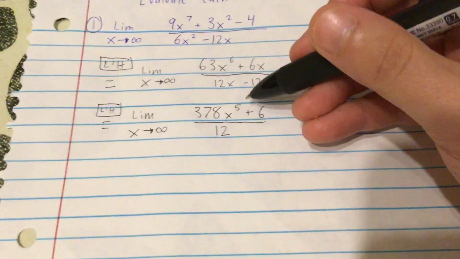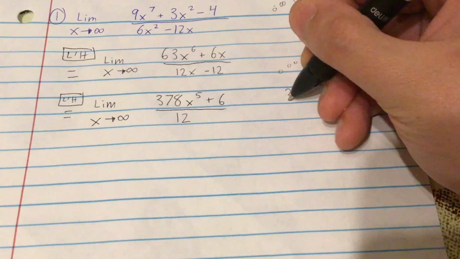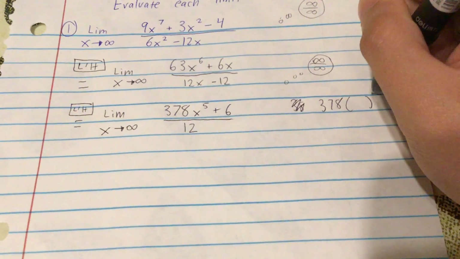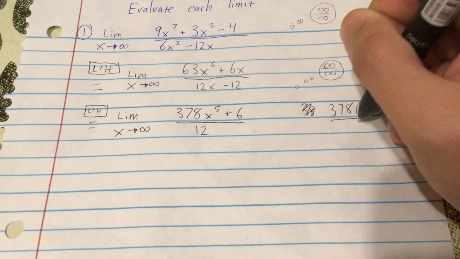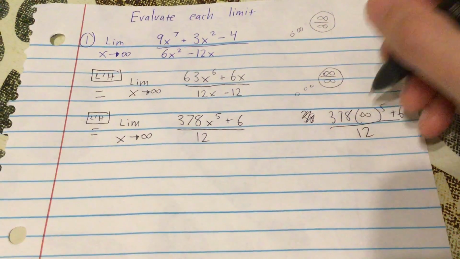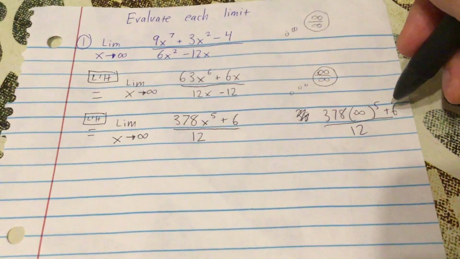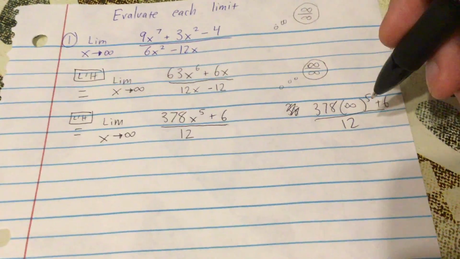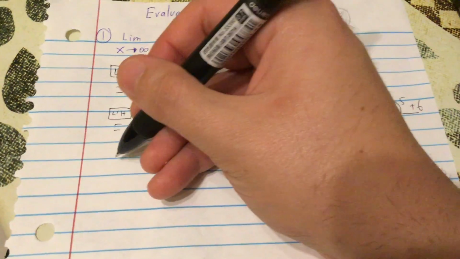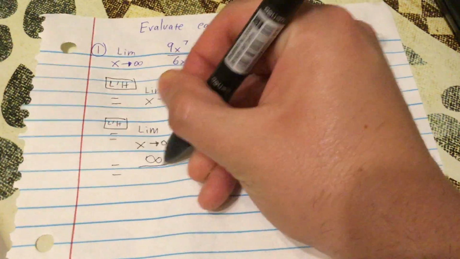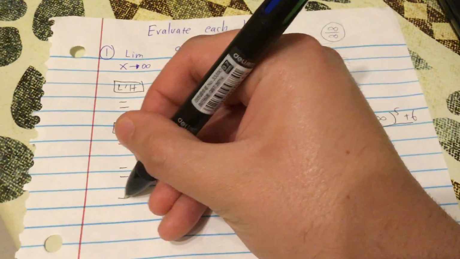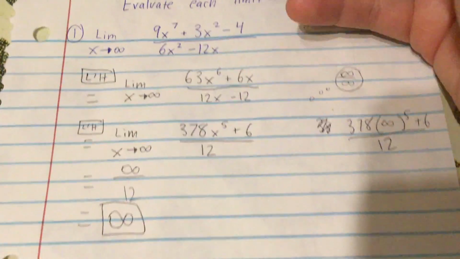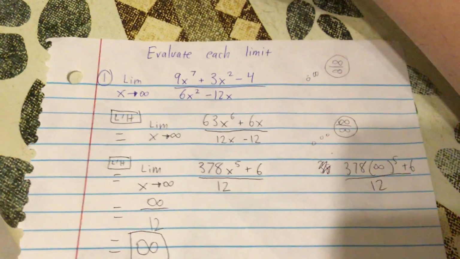Well, no. Now, if I plug in infinity, I get 378 times infinity to the 5th plus 6 over 12. I mean, come on, no contest. That top part of the equation beats positive 12 any day of the week. So what this means is I basically get infinity over 12. Infinity divided by 12 is infinity. So therefore, the limit as x approaches infinity for this rational function is positive infinity.